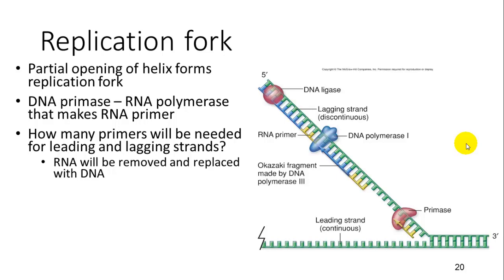How many primers will you need for the leading and lagging strands? Well, for the leading strand you only need one primer, because then it can go continuously in one direction. But for the lagging strand you will need multiple primers from primase.